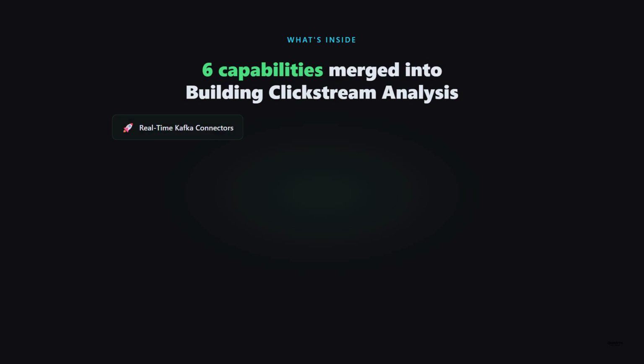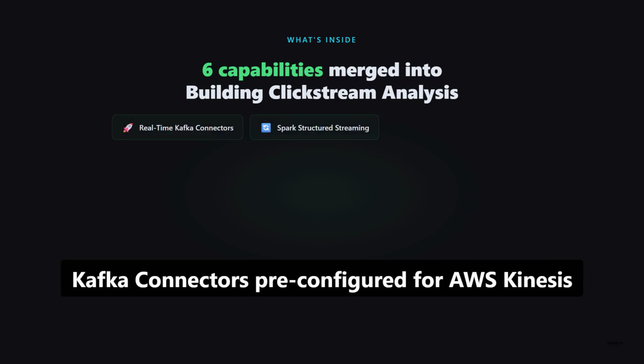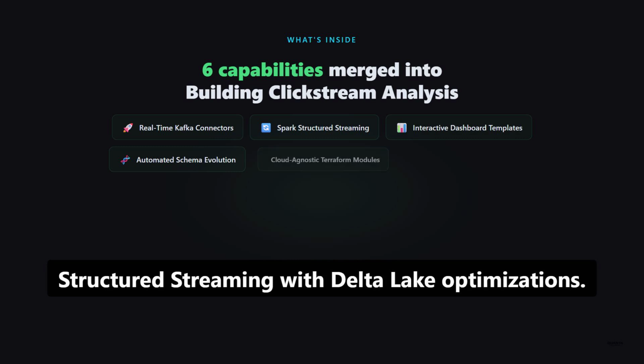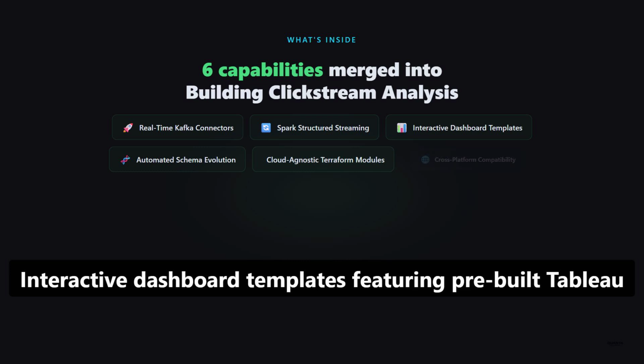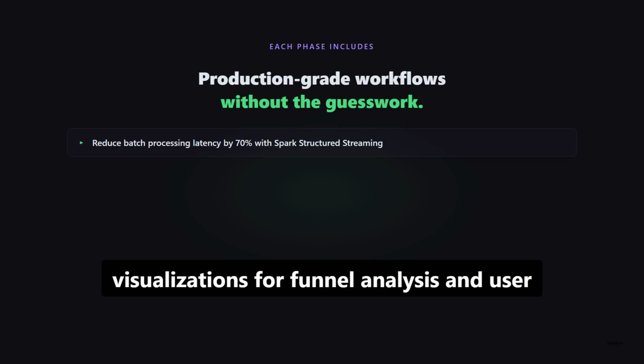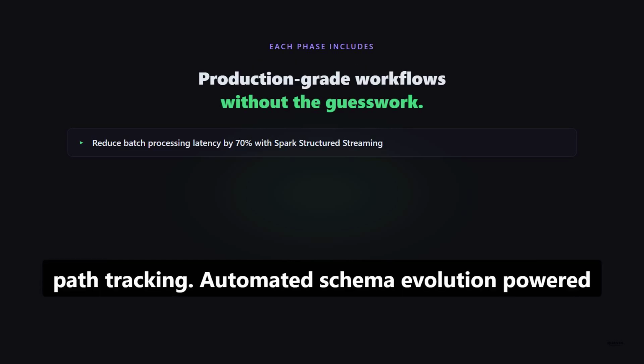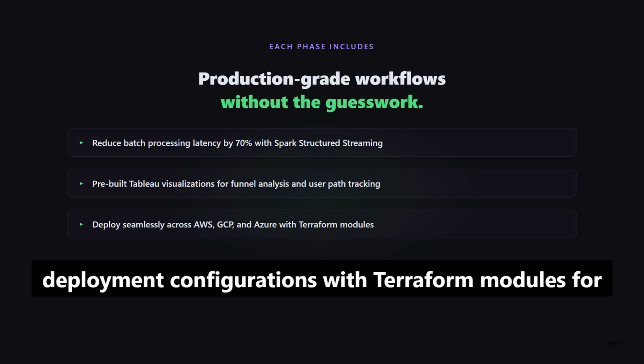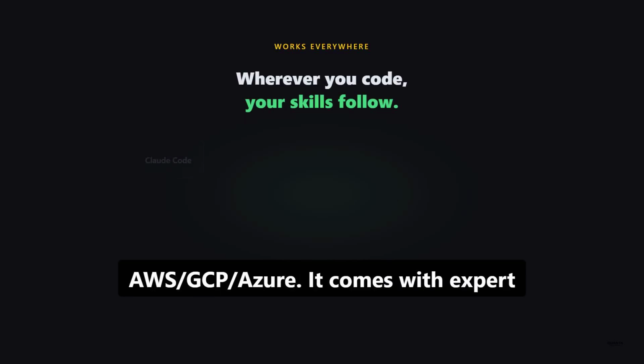Real-time event ingestion with Kafka connectors pre-configured for AWS Kinesis compatibility. Batch processing workflows using Spark structured streaming with Delta Lake optimizations. Interactive dashboard templates featuring pre-built Tableau visualizations for funnel analysis and user path tracking. Automated schema evolution powered by Confluent schema registry integrations. Cloud-agnostic deployment configurations with Terraform modules for AWS, GCP, Azure.